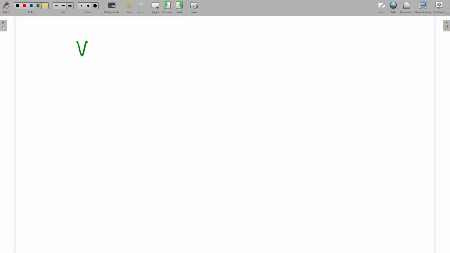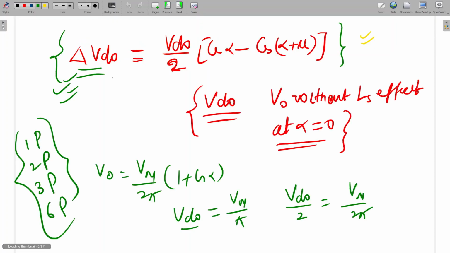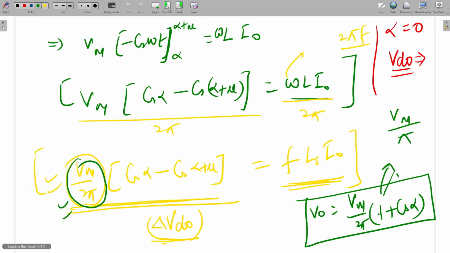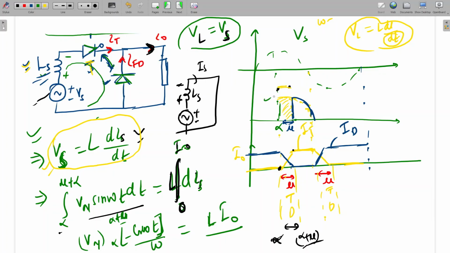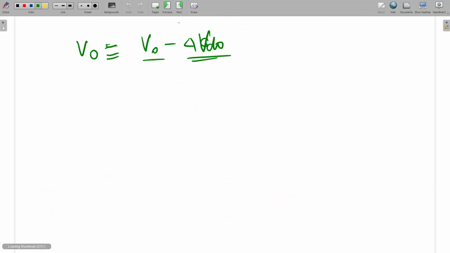So what is the output voltage? V0 will be normal V0 minus delta VD0. Is it clear? This is a reduction in voltage. This shaded area I have calculated. So what will be the actual output voltage? Without inductive effect, minus delta VD0.